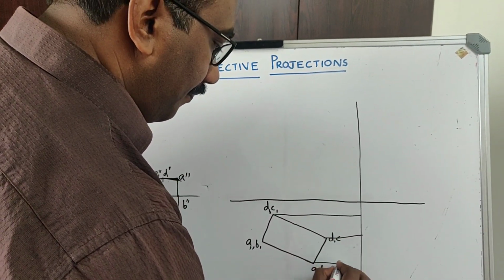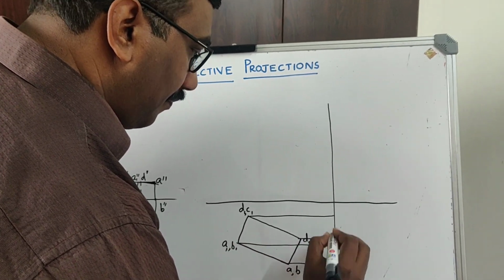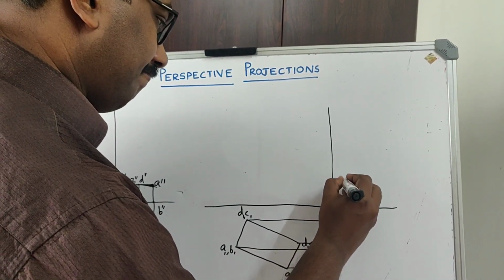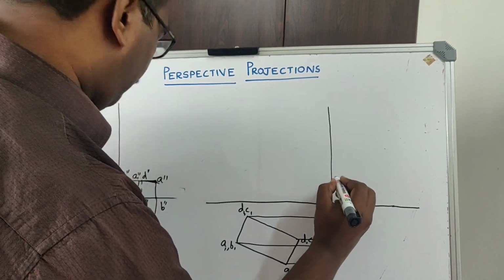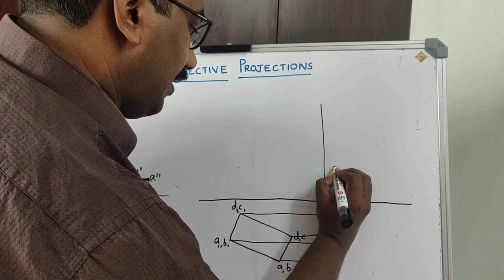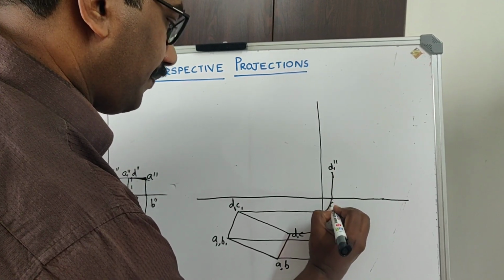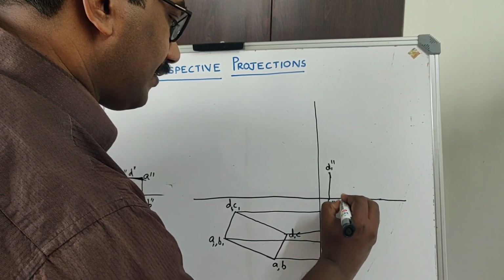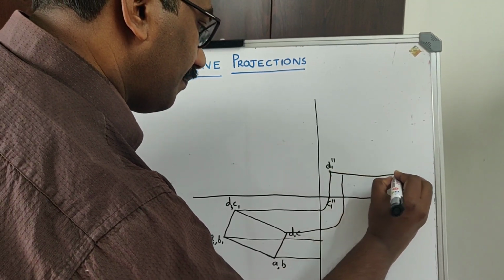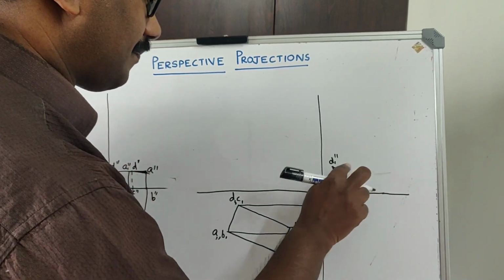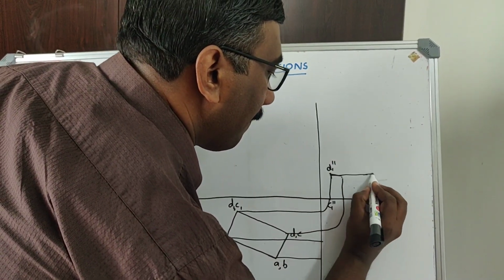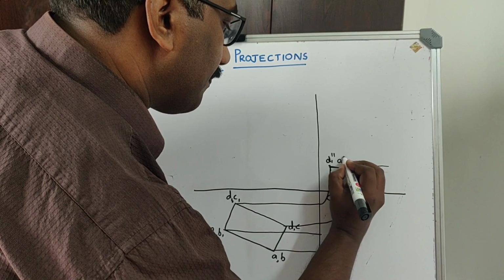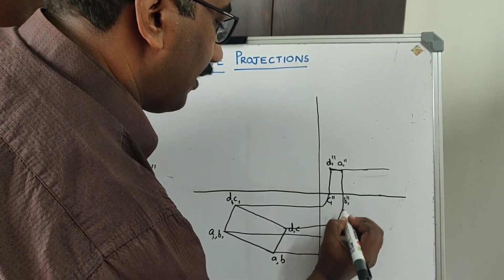Side view will be, you can rotate this and you will get this point as D1 double dash, and this corresponds to C1 double dash. From here again you are rotating and you are getting this as A1 double dash and B1 double dash.